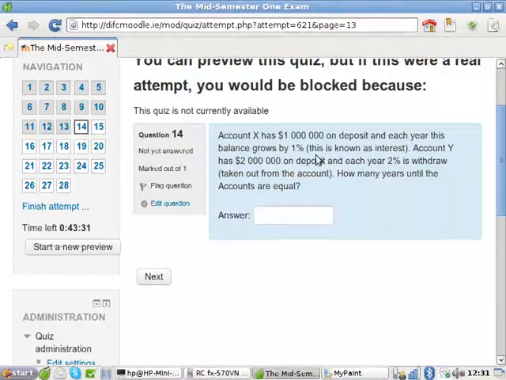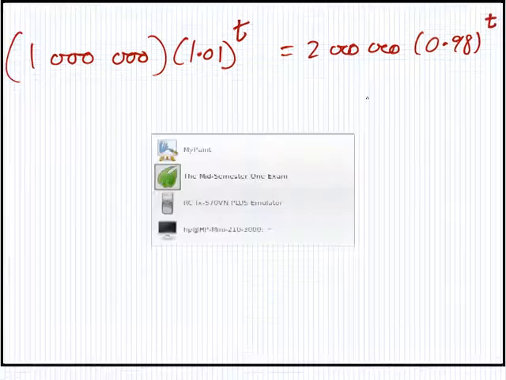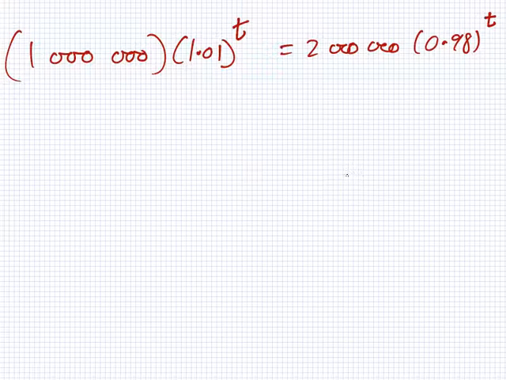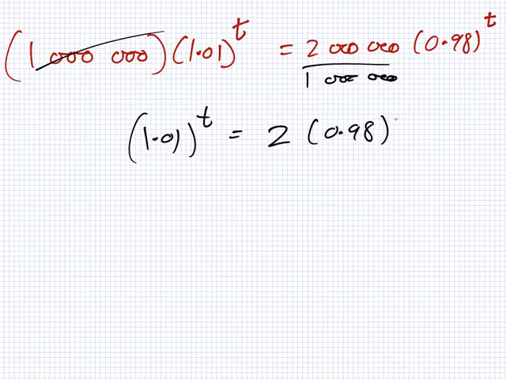Then in account Y you have 2 million and you reduce it by 2% each year. Times 0.98, that's it. Times 0.98 to the power of T. What's the T? Okay, so 22. We'll divide by 1 million. So we get 1.01^T equals 2 times 0.98^T.